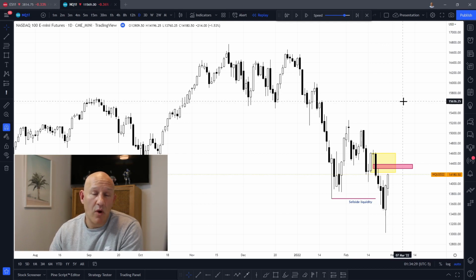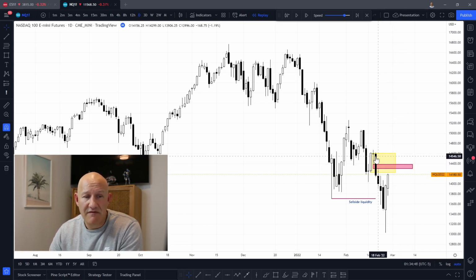Now, remember, what we're really looking for is where is liquidity going to be drawn towards. And so in this example, there's two things that we're looking at. So we have a bearish fair value gap just here in this pink box. So we're expecting price to be drawn towards that imbalance, and price will look to rebalance that imbalance.